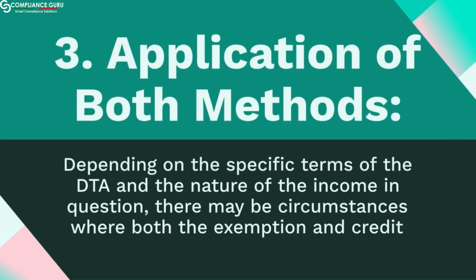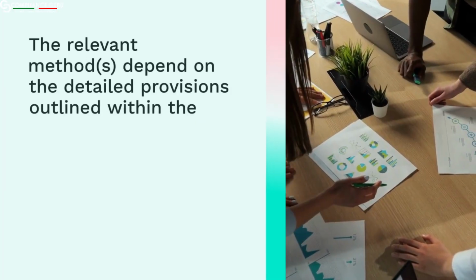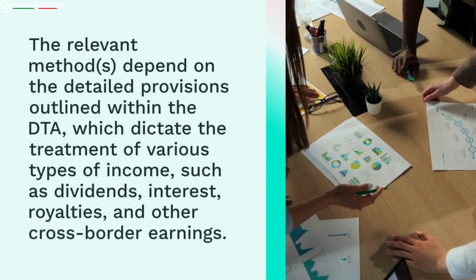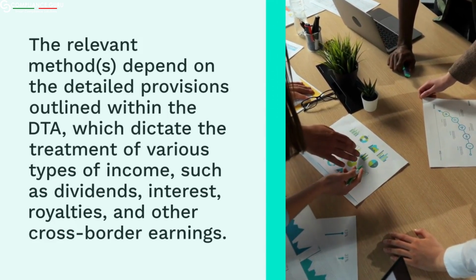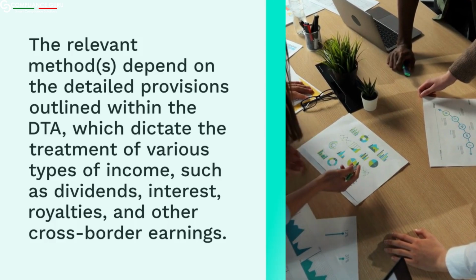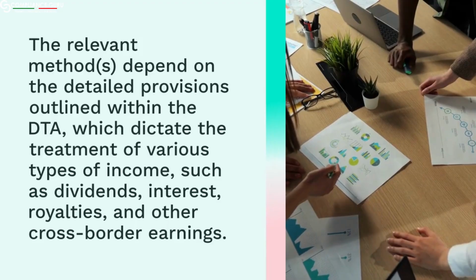3. Application of both methods. Depending on the specific terms of the DTA and the nature of the income in question, there may be circumstances where both the exemption and credit methods can be applied. The relevant methods depend on the detailed provisions outlined within the DTA, which dictate the treatment of various types of income, such as dividends, interest, royalties, and other cross-border earnings.